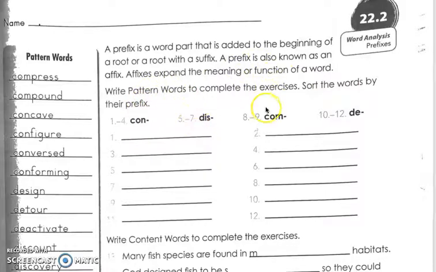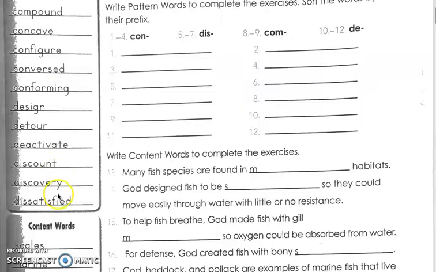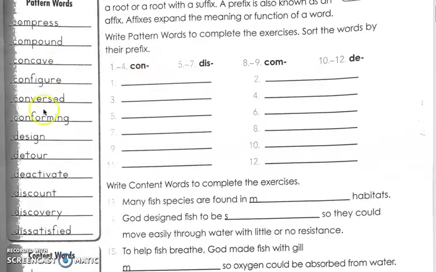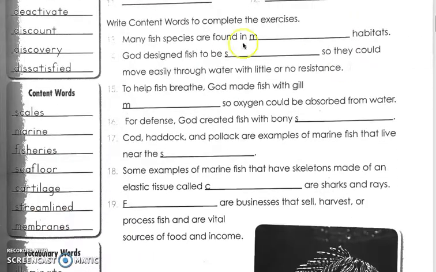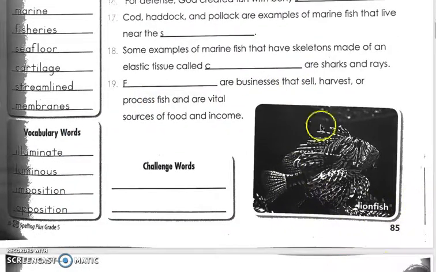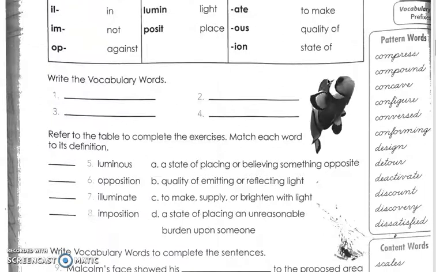We have 4 different prefixes here. The first one is con, second one is dis, third is com, and the last one is d. You're going to use the pattern words here, the 12 words, and just write these down according to the prefix that it begins with. Second section, write the content words, this section here, to complete the exercises. So go ahead and pause it and complete page 85. But before you do that, let me go over the directions for page 86.